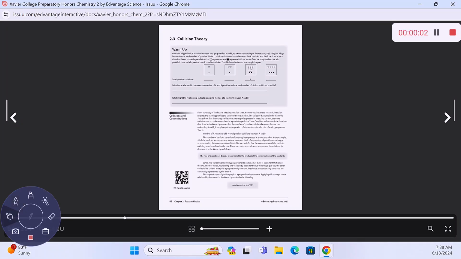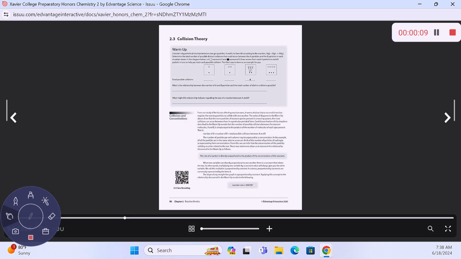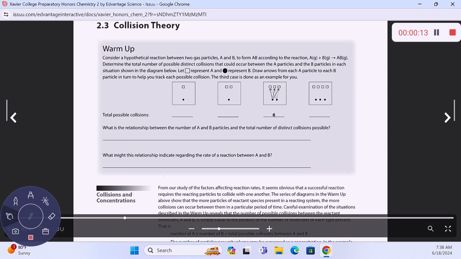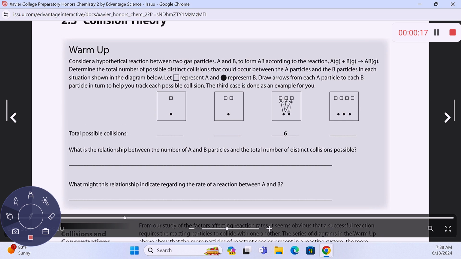Okay. Section 2.3 is about reactants colliding during chemical reactions. And let's take a look at the warm-up. What they've put in each of these boxes is reactant A and reactant B. Reactant A is the box, reactant B is that darkened circle, okay?